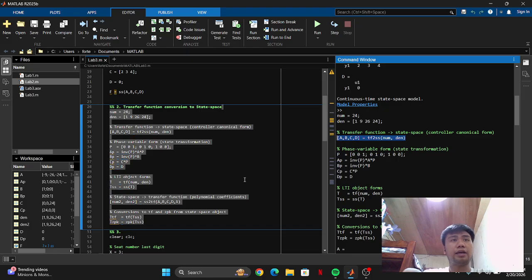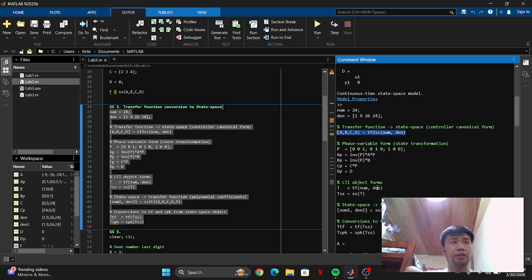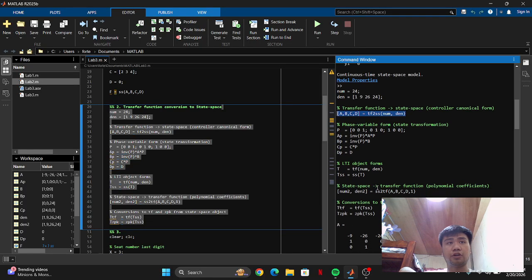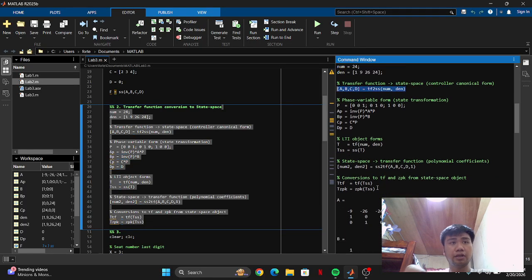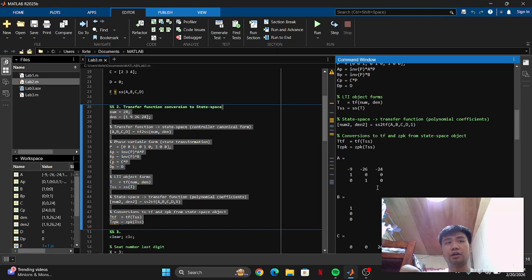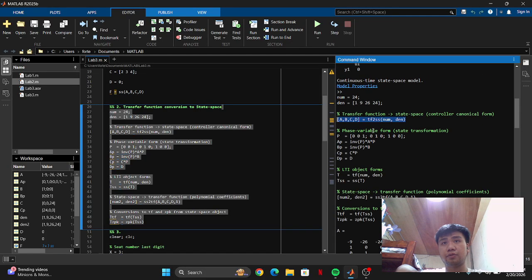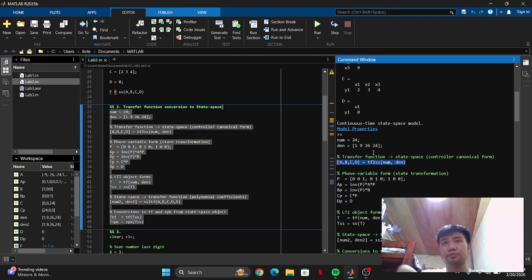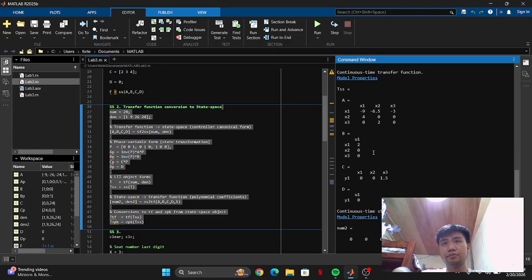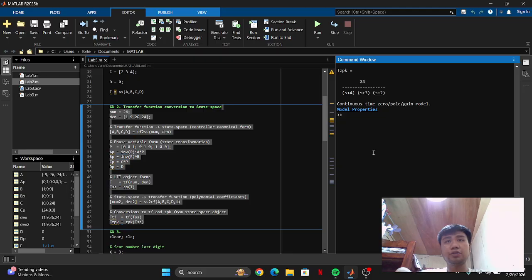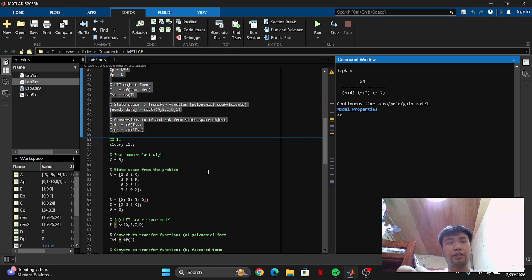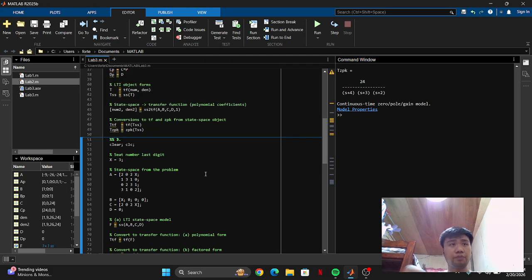And then I converted the transfer function into state space form using the controller canonical structure. I used the tf2ss code that was provided in the module.